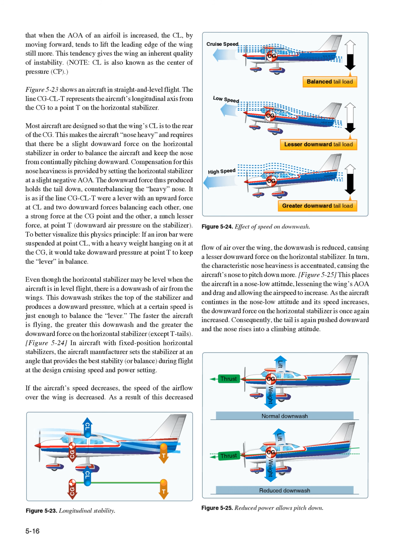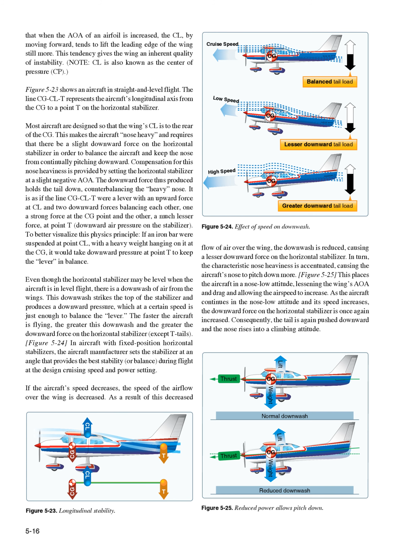Even though the horizontal stabilizer may be level when the aircraft is in level flight, there is a downwash of air from the wings. This downwash strikes the top of the stabilizer and produces a downward pressure, which at a certain speed is just enough to balance the lever. The faster the aircraft is flying, the greater this downwash and the greater the downward force on the horizontal stabilizer, except T-tails. Figure 5-24. In aircraft with fixed position horizontal stabilizers, the aircraft manufacturer sets the stabilizer at an angle that provides the best stability, or balance, during flight at the design cruising speed and power setting.